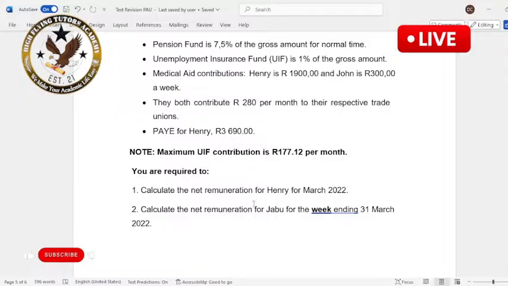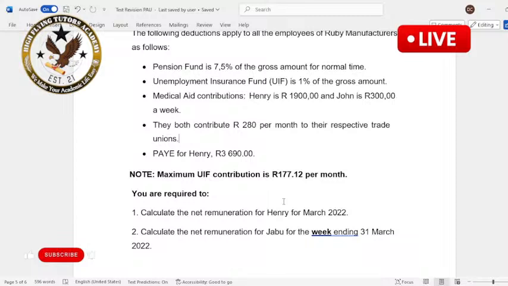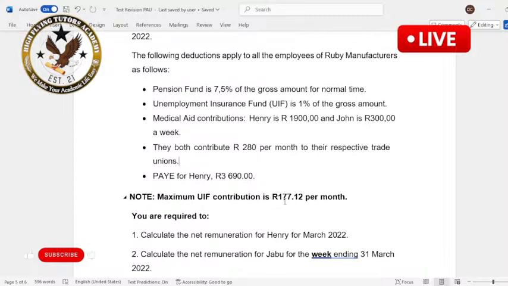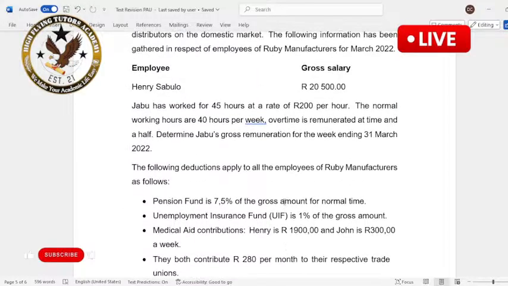and then they say calculate the net remuneration for Henry for March 2012. So we're going to start with Henry, and they also say calculate for Jabu for a week, for the week ending 31st March 2022. So let's go and start with the remuneration for Henry. All right, let's go there.